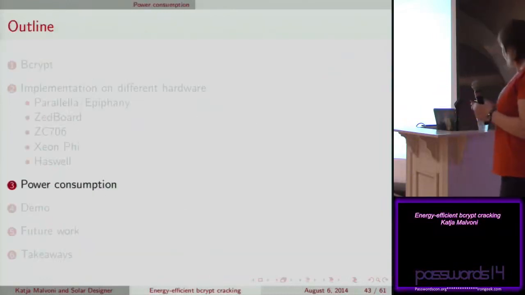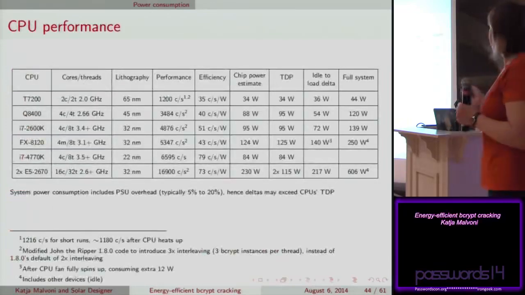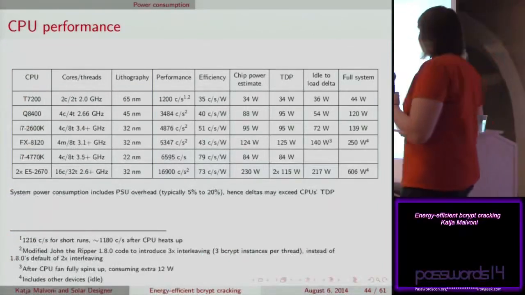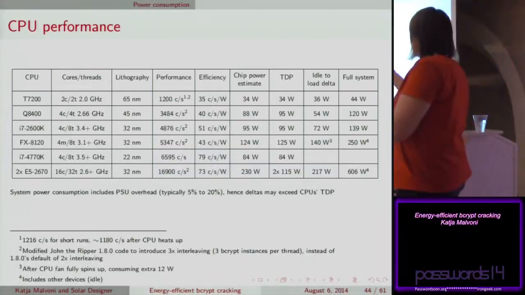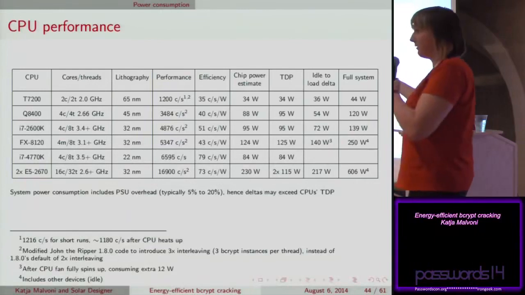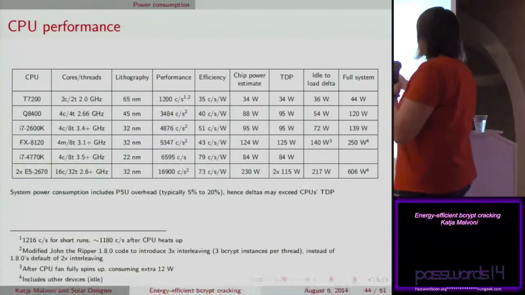So let's take a look at power consumption. This is a huge table for CPUs. Actually, it's not easy to read it right now, but you can later when the slides go online. What's important to see is the range of performance, from 1,200 cracks per second up to nearly 17,000, and the efficiency of those platforms from 35 to 80 roughly.